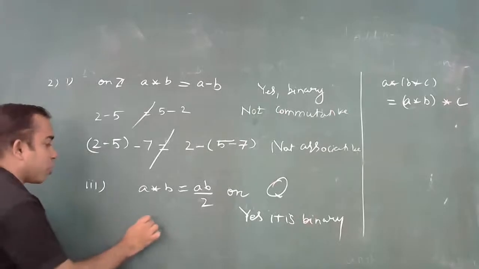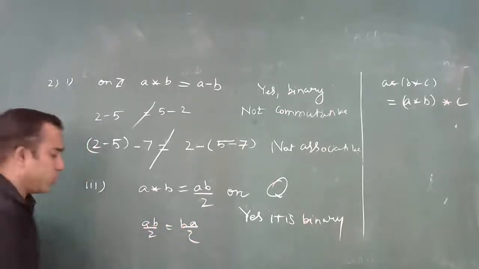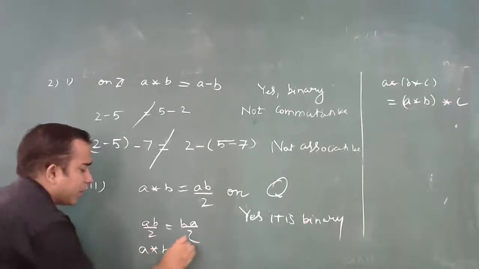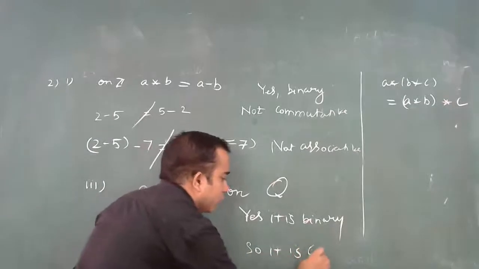I think it is commutative because AB by 2 is same as BA by 2. Okay. So A star B is the same as B star A. So it is commutative.